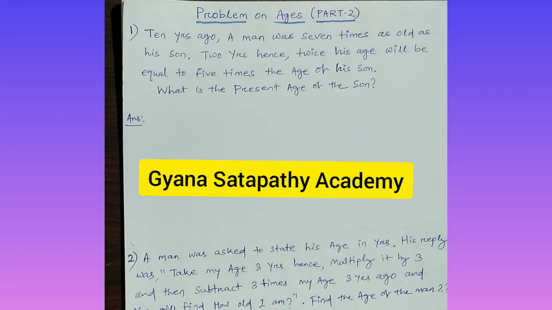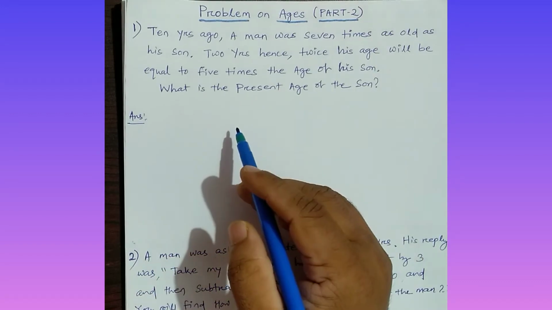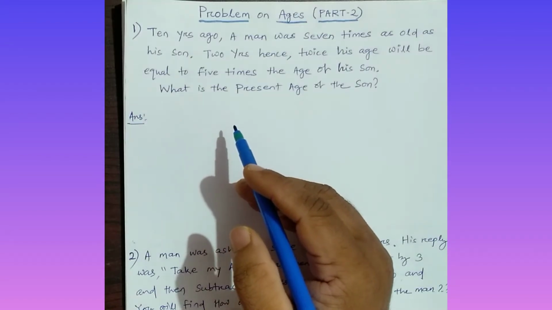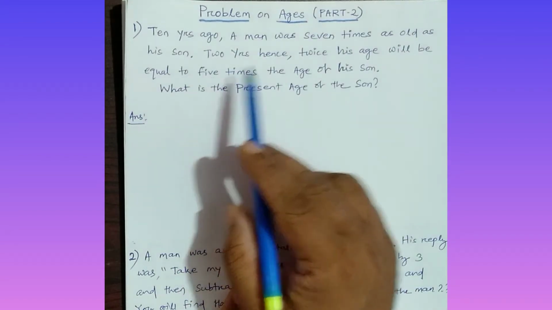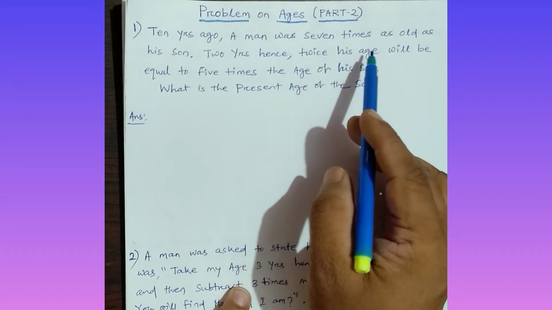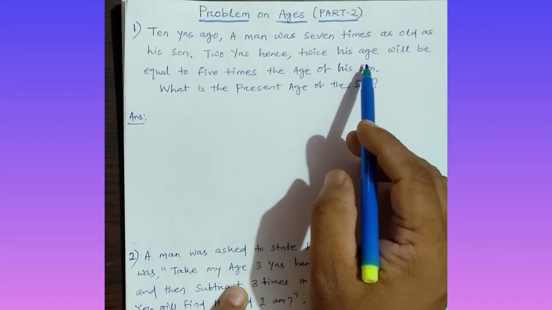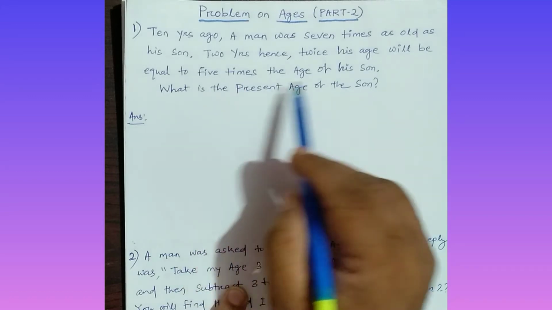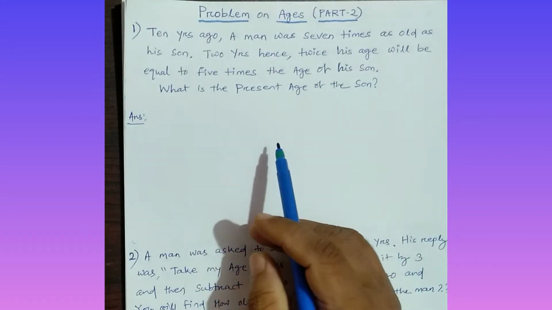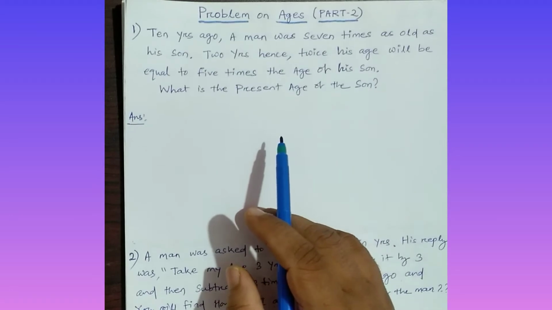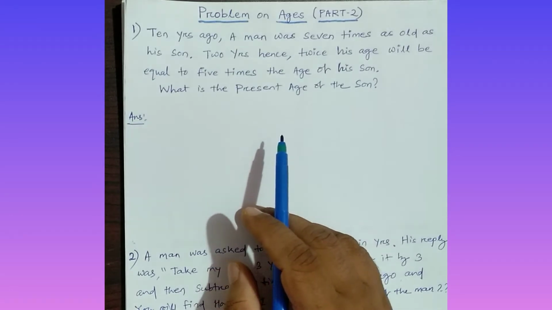Okay, just look here. So what is the question asking? Question number 1 is asking: 10 years ago a man was 7 times as old as his son. 2 years hence, twice his age will be equal to 5 times the age of his son. Then what is the present age of the son? Very interesting question.